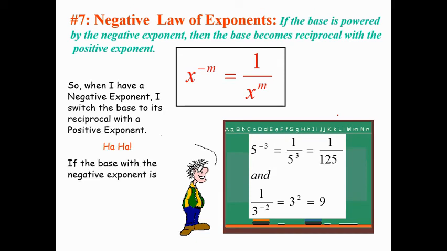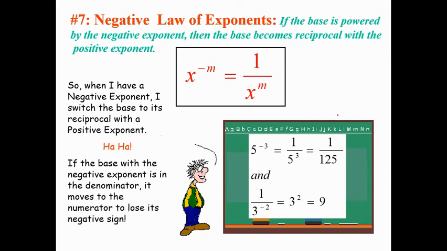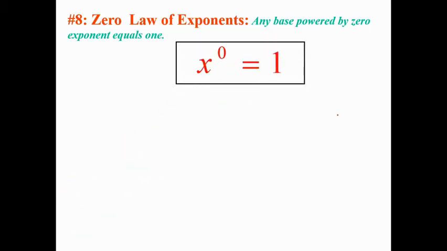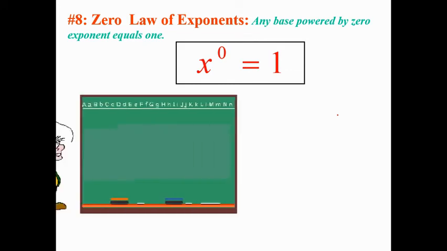If the base with the negative exponent is in the denominator, it moves to the numerator to lose its negative sign. What other laws do we have? We have the zero law of exponents. Any base power by 0, exponent equals 1. So it doesn't matter what it is, x to the 0 equals 1.